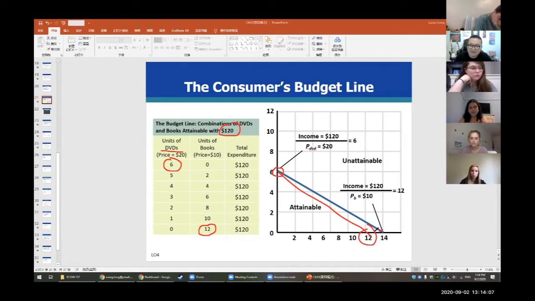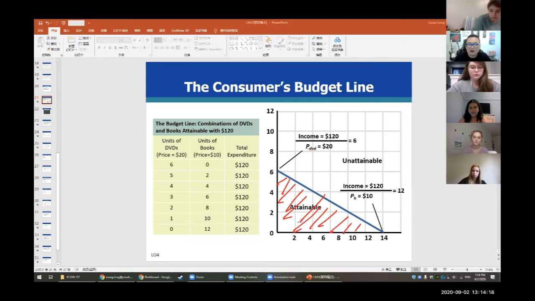Once you connect these two points, it will give you a budget line. Anything in this area on the left side of the budget line is attainable. Everything on the right side, this part, is non-attainable, unattainable. For example, what is attainable? If we buy 3 DVDs and 6 books, because it's on the left side of the budget line, it's attainable. You see that if we buy 3 DVDs and 6 books, we still have enough money to do that.